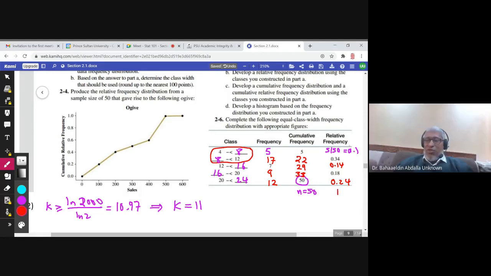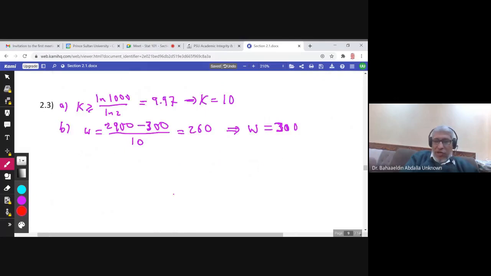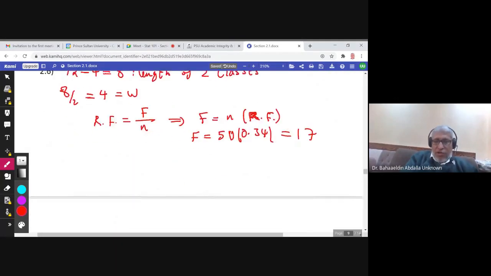Now to check your answer, the sum of all relative frequencies should be 1. So you need to add 0.1 plus 0.34 plus 0.14 plus 0.18 plus 0.24. You will find it 1. So this answer is correct. Okay, if you have any question, we will inshallah answer it after the end of the lecture.